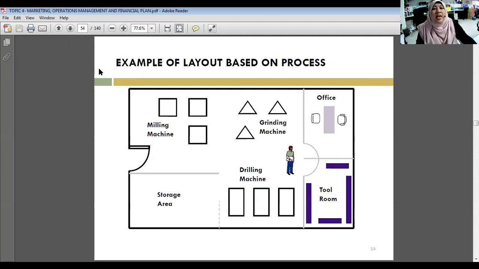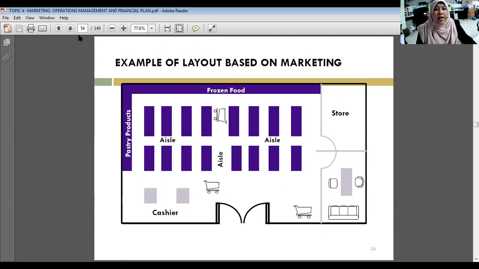And then we also have an example of the layout based on the process, which has a continuous process. We have the storage area, drilling machines, two rooms, grinding machine, and mining machine. We need to see they have to go with the first process until the end of the process.